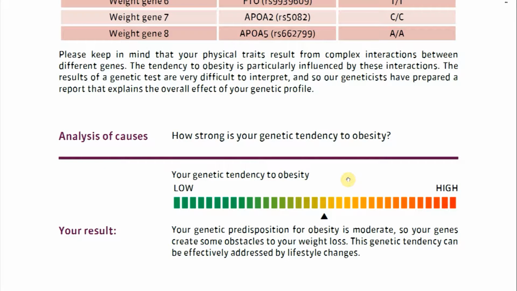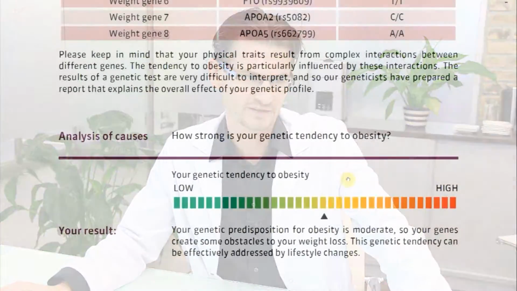So we've tested your genes, and from these genes scientists can tell a number of things about your body. The first thing is your genetic tendency to obesity, so your predisposition to be overweight. Now, scientists have found out that around 60 to 80% of your body weight is influenced by genetics, so it's caused by genetics. And this is partly right. In some people it's more, in some people it's less.